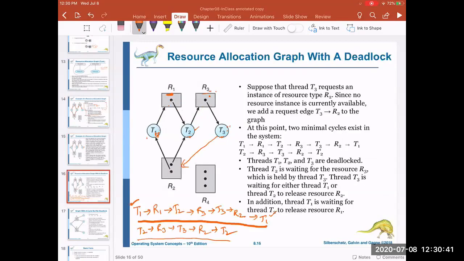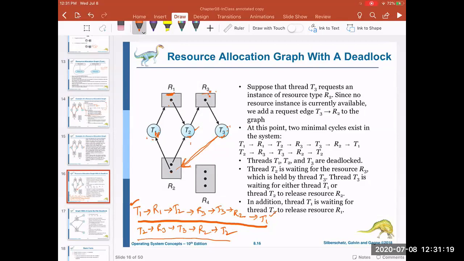Now we come to the complex situation. In this case, I added another extra edge, where T3 started requesting R2. Now let's see what would happen. T1 is requesting R1. R1 is basically held by T2. T2 is requesting R3. R3 is held by T3, and T3 is requesting R2, which is held by T1 and T2.